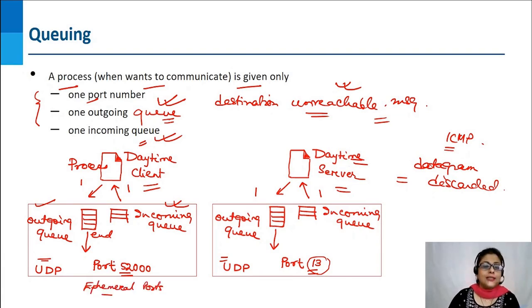Now for the client side, the ports that are used will be the ephemeral ports, and at the server side, the ports that are used will be the well-known ports. The different types of ports like well-known ports, registered ports and ephemeral ports have been discussed in a separate video.